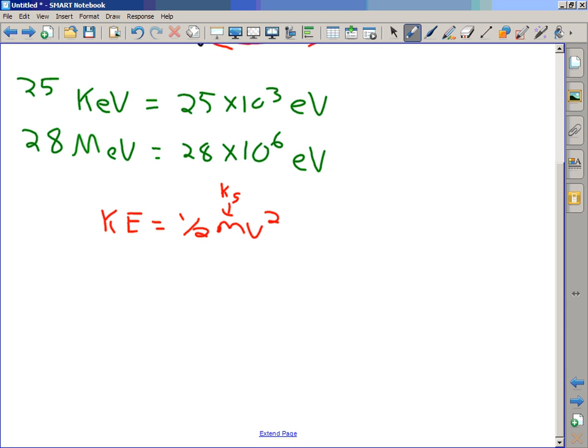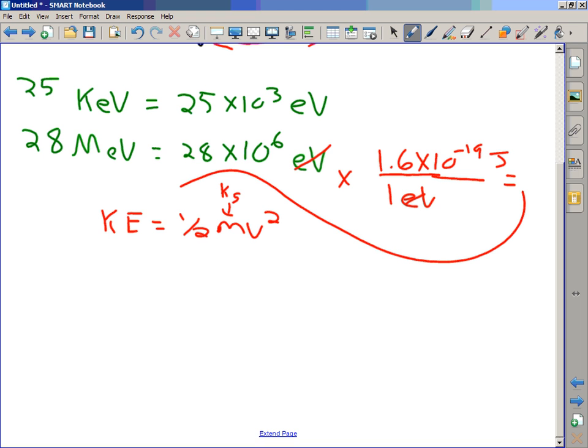This is just conversions. It's a piece of cake, right? I need to go from electron volts to joules. Well, 1 electron volt is 1.6 times 10 to the negative 19 joules. Put electron volts on bottom and joules on top, right? Standard conversions, dimensional analysis. The electron volts would cancel. You multiply across: 28 times 10 to the 6 times 1.6 times 10 to the negative 19. You would take that answer, and that's the kinetic energy.